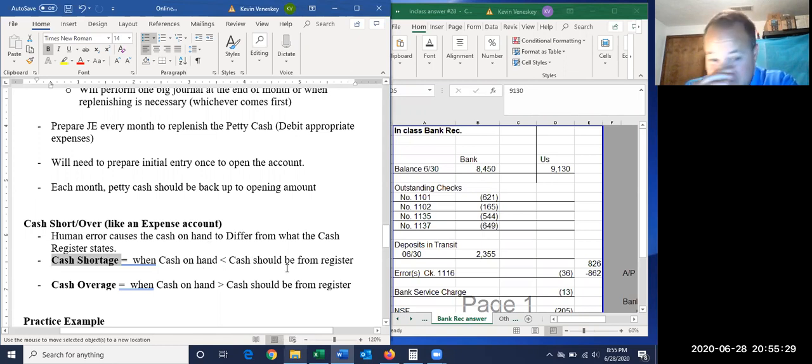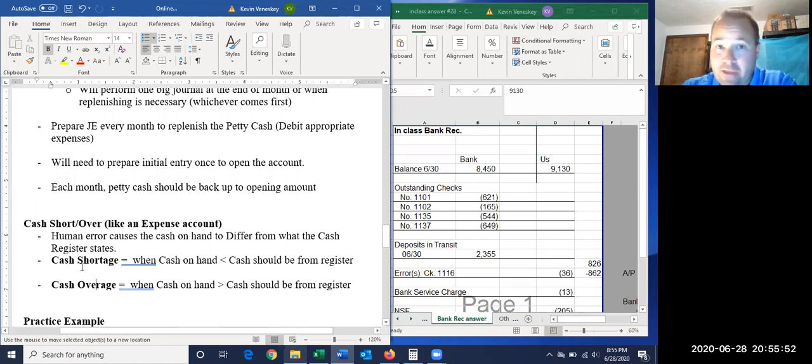Either from, I put here from the register, that would be like if you were actually at a cash register, but the same thing happens with your petty cash account too. But it could also be over. Maybe you wrote down too much. You thought you paid 30, but you only paid 20. So your cash on hand is higher, but you don't know where that error happened.